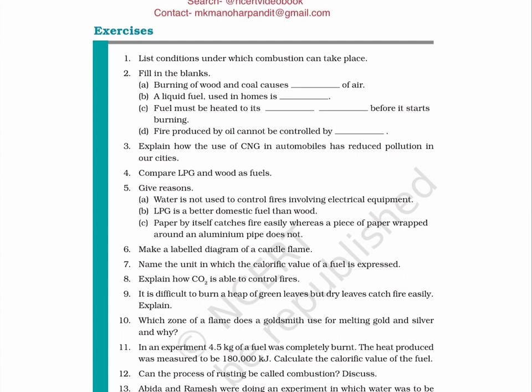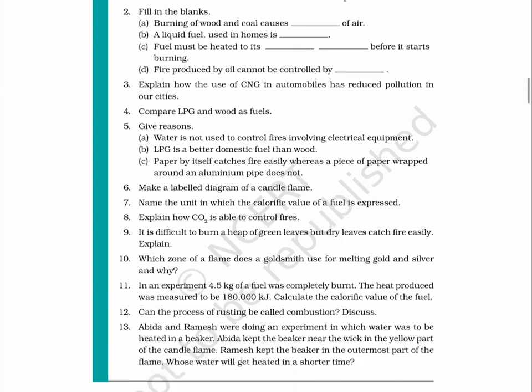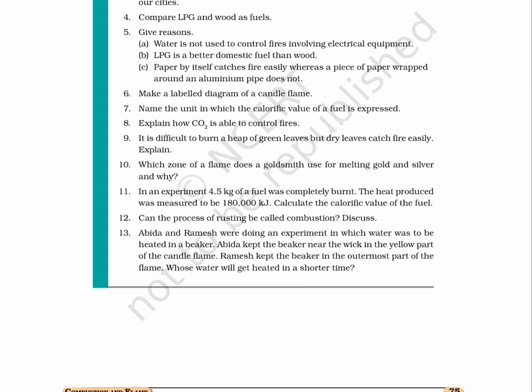6. Make a label diagram of a candle flame. 7th. Name the unit in which the calorific value of a fuel is expressed. 8th. Explain how CO2 is able to control fires. 9th. It is difficult to burn a heap of green leaves, but dry leaves catch fire easily. Explain. 10th. Which zone of a flame does a goldsmith use for melting gold and silver, and why?